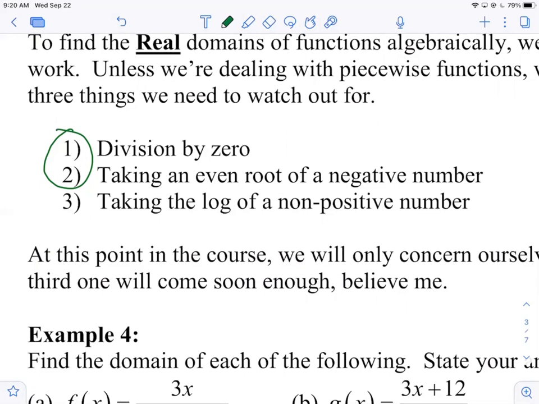Even root of a negative number. Now, truth be told, we're going to primarily be looking at square roots, right? But it could be a 4th root or a 6th root or even a 100th root, okay? Two things. That's it. Keep that in mind as we move forward.